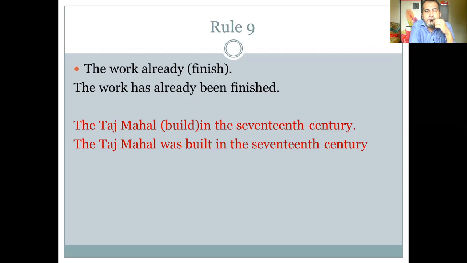The Taj Mahal (build) in the 17th century. That means past tense will be used here, and obviously the rule of passive voice is used. That's why the Taj Mahal was built in the 17th century. This is happening in the remote past. That's why "the Taj Mahal was built in the 17th century" is used.